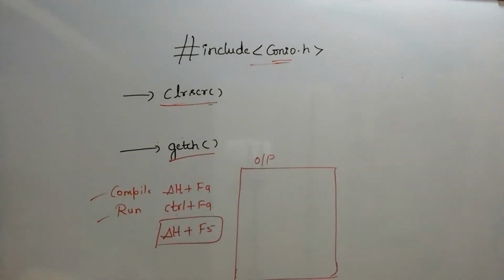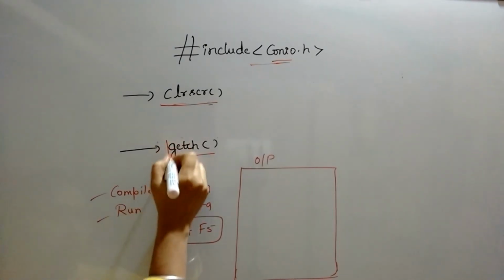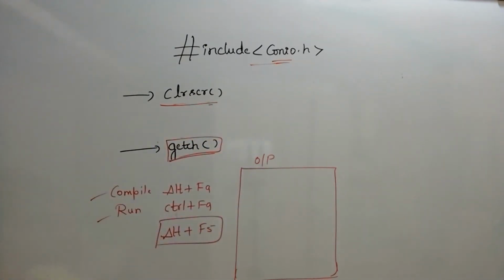This getch function is used to read a character from the user, or you can say it is used to hold the program execution, or it waits until a character is entered. This is why we are going to use this getch function. Fine.